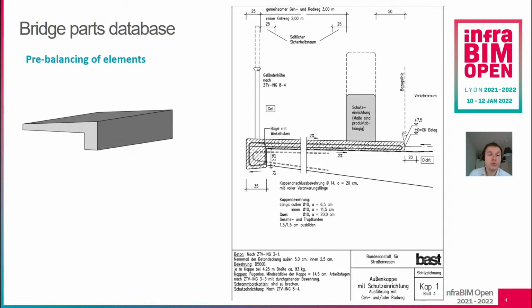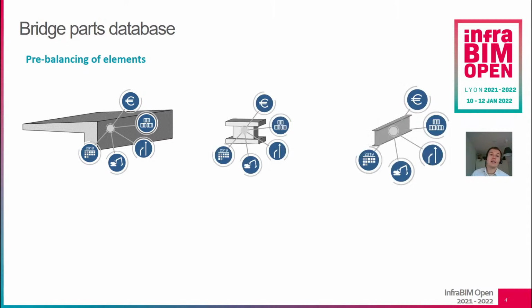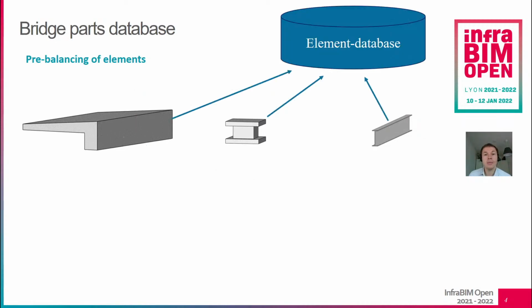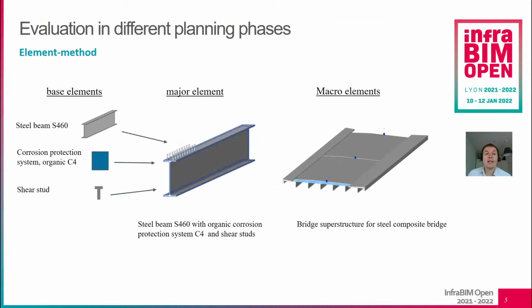For example, we can choose one bridge cap and balance it in terms of costs, in terms of environmental impacts, in terms of construction times, and in terms of renewal cycles. This pre-balancing has to be done for all elements which can occur on a bridge and be stored in an element database.